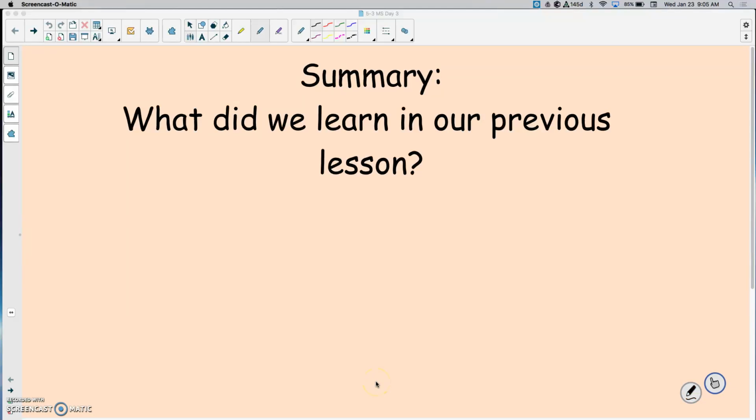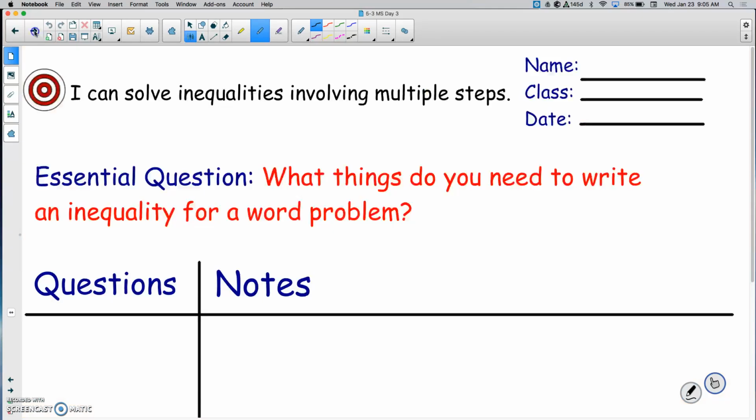Lesson 5-3, Day 3. Our learning target says I can solve inequalities involving multiple steps. Our essential question says what things do you need to write an inequality for a word problem? So what are the things that you need? We've worked with word problems before, so hopefully this is familiar to you.